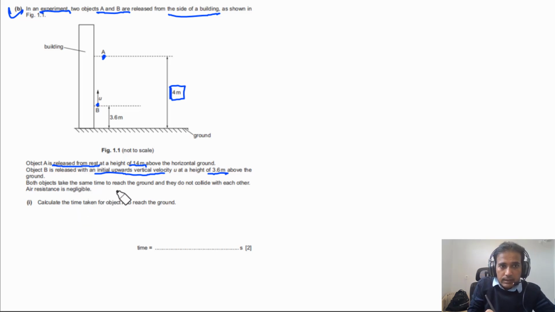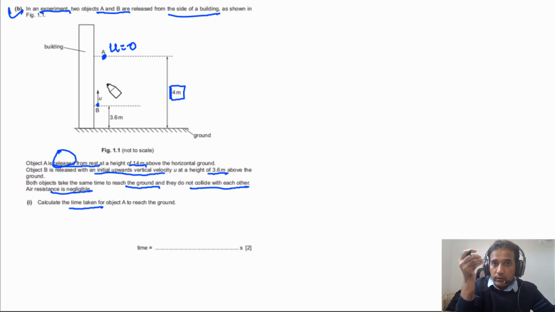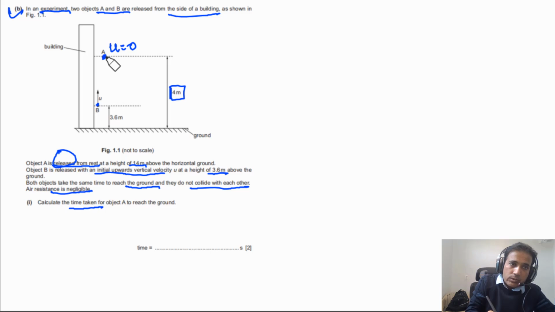Both objects take the same time to reach the ground and they do not collide with each other. Air resistance is negligible. For part B1, we need to calculate the time taken for object A to reach the ground. Meaning how long it will take to start from here and reach the ground. It is released, so release means that the initial velocity of this one is equal to 0. As in this case there is no air resistance, the acceleration of this one is constant and will be equal to g.